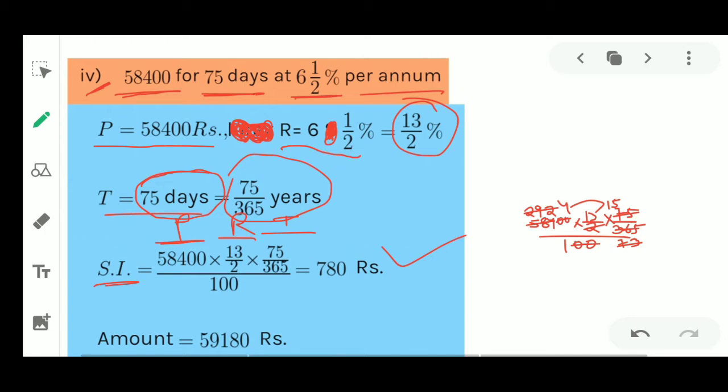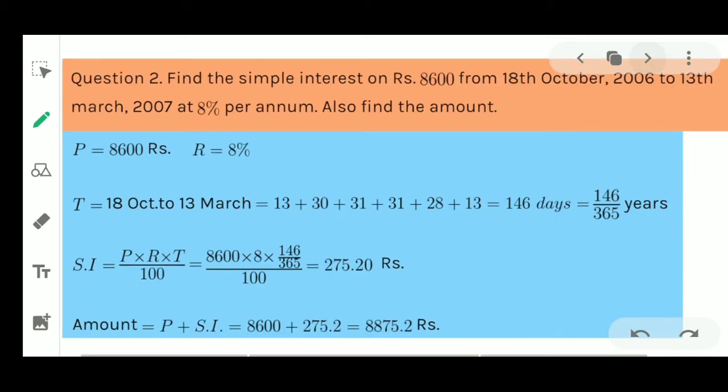Now next you have to find out the amount. So amount is what? Amount is principal plus interest. So principal is 58,400 plus 780 rupees. That will give 59,180 rupees. So SI is 780 and the amount is 59,180. Clear?